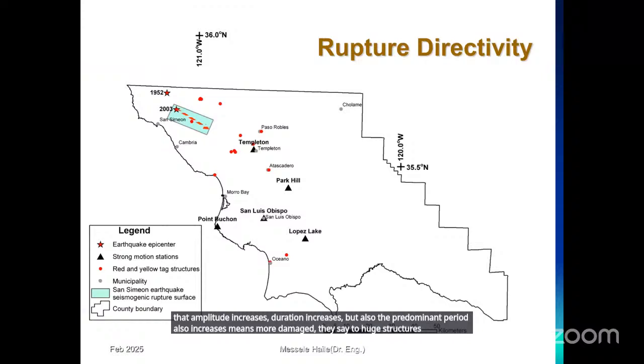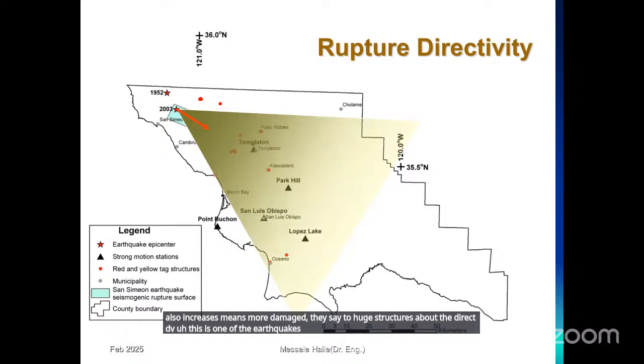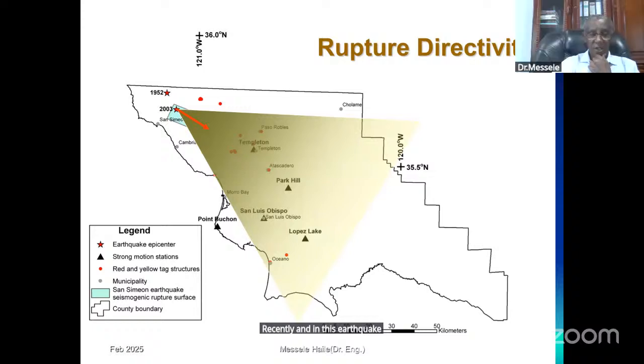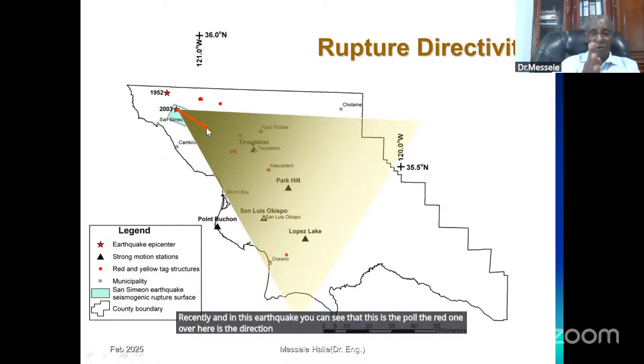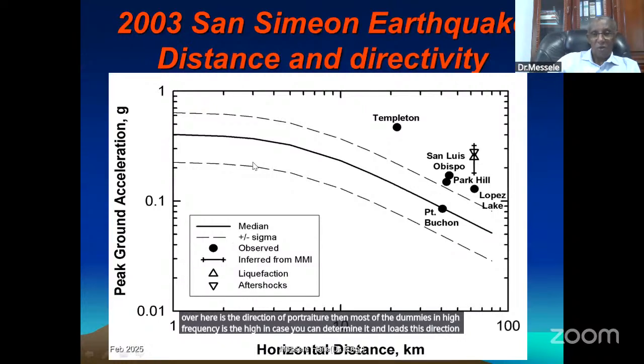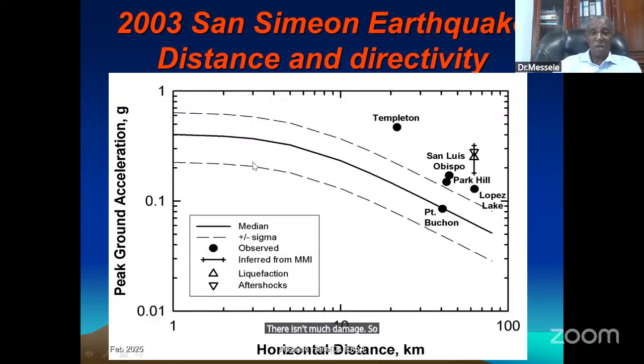About the directivity, this is one of the earthquakes that occurred recently. In this earthquake, you can see that this is the fault, and the red one over here is the direction of fault rupture. Most of the damage and the high frequency, the high intensity, was recorded along this direction, while on the side, very close, there isn't much damage. So the direction of rupture is also another important factor.